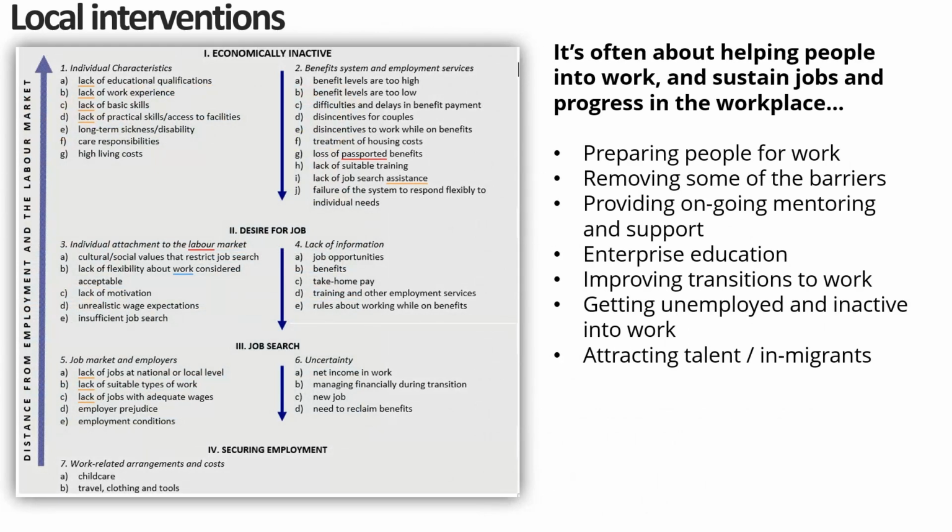Local interventions are often aimed at helping people into work. Often these people are unemployed or out of work, or they may just want to progress in the workplace and access a more highly skilled job. So interventions often include helping people into work, removing some of the barriers, and it could also involve something like enterprise education or improving the transition from education into work. And some of the interventions can be about getting unemployed and inactive people back into work.